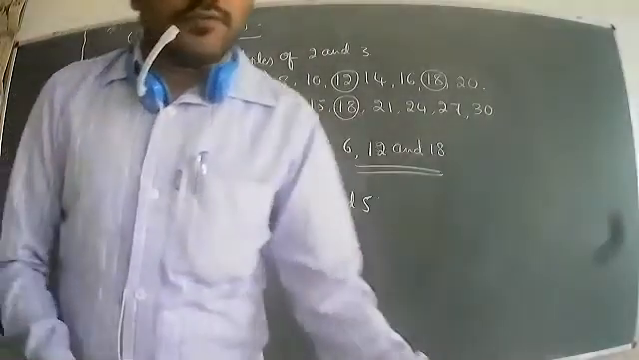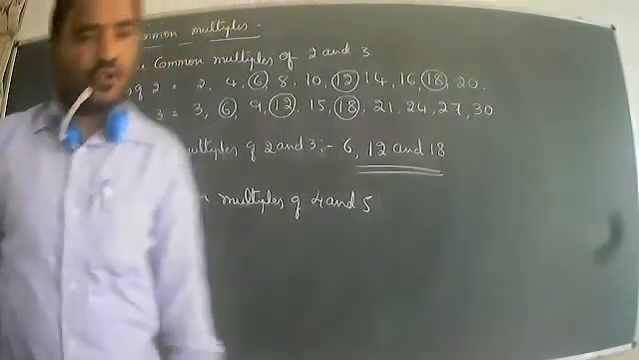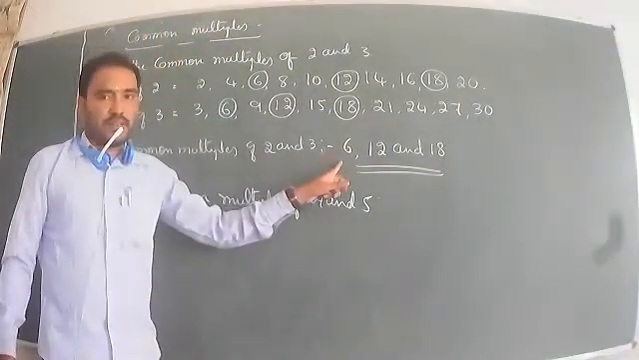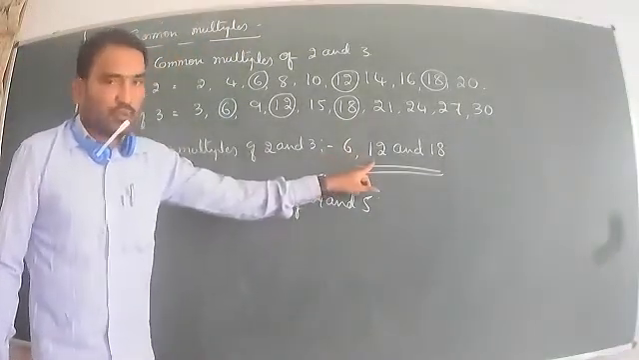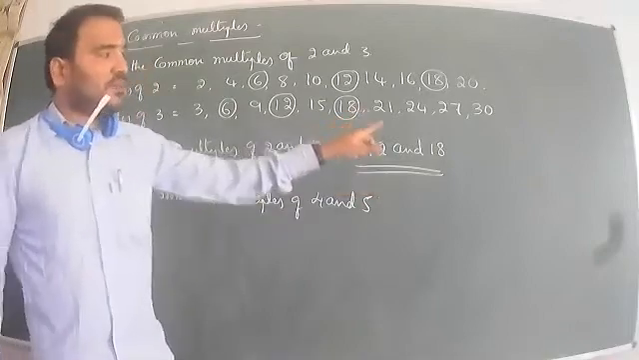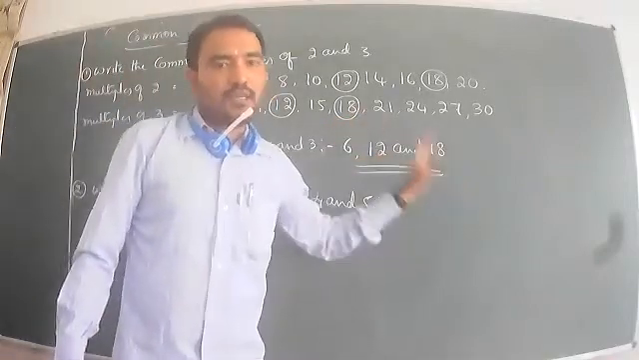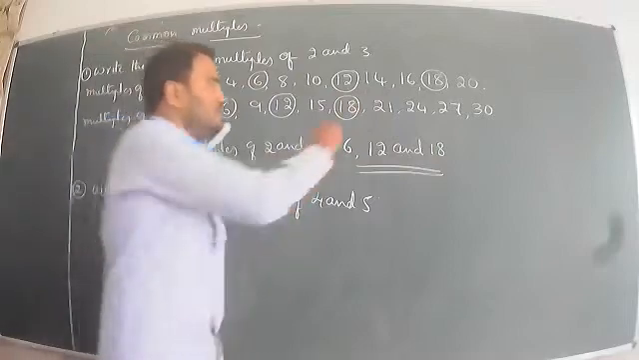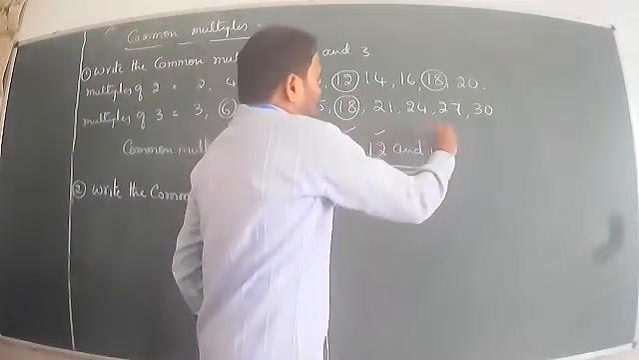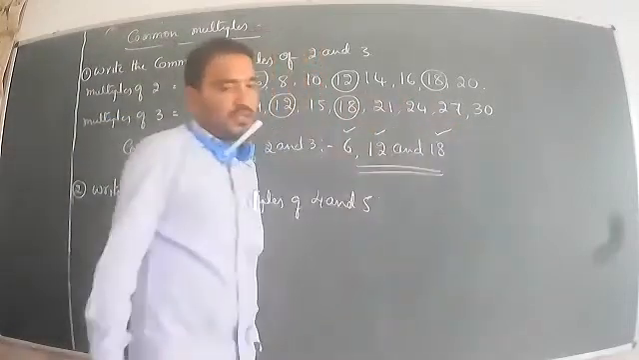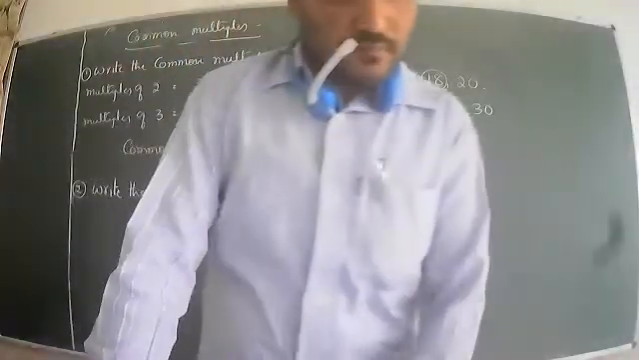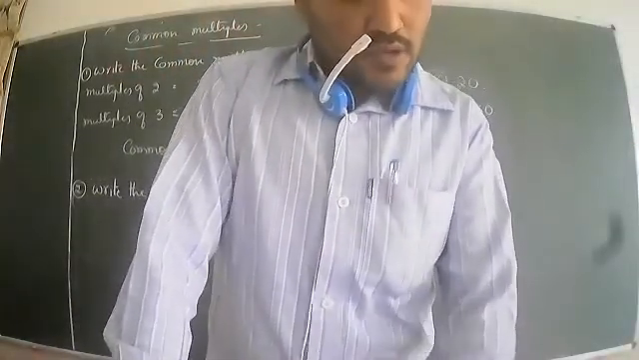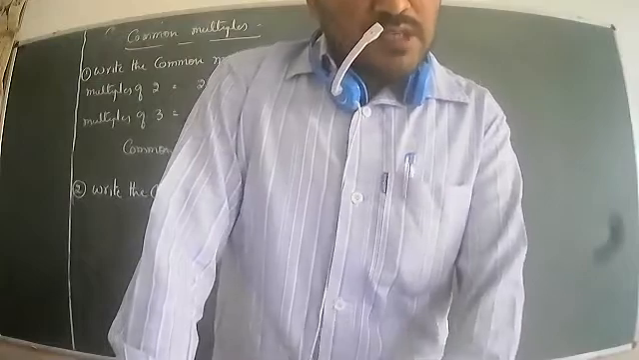So here, the first common multiple is 6. The second common multiple is 12. The third common multiple is 18. Keep in mind: first one is 6, second one is 12, third one is 18. There are many other common multiples of 2 and 3.